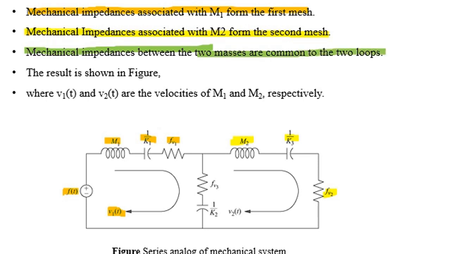Now the components common between M1 and M2, which include a spring with coefficient K2 and a viscous damper with coefficient ρV3, will appear in the form of a series branch common to both meshes. And with this, our desired series analog of the mechanical system will be formed.